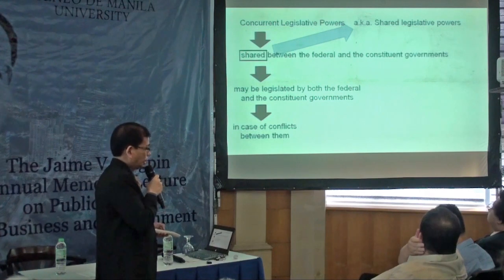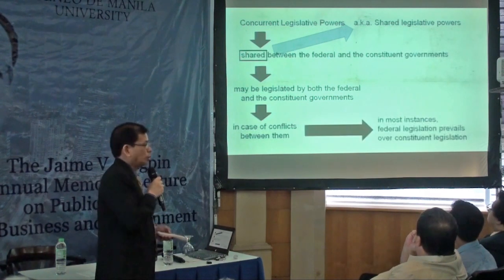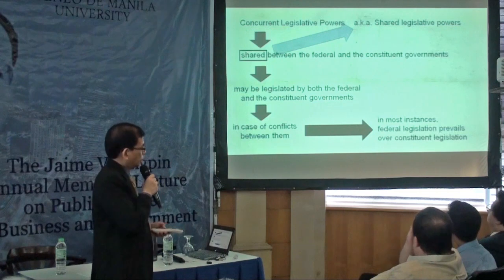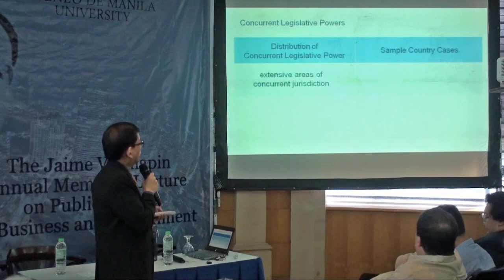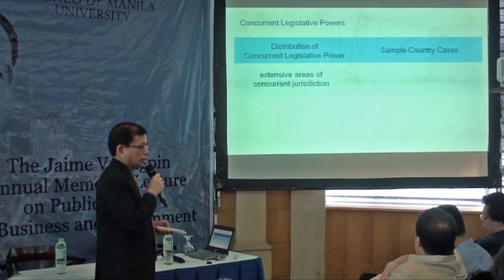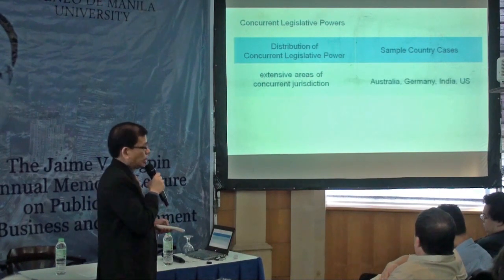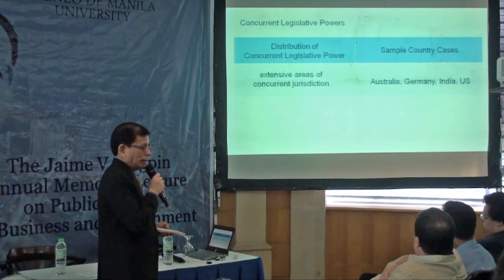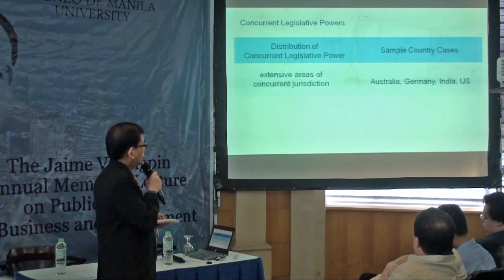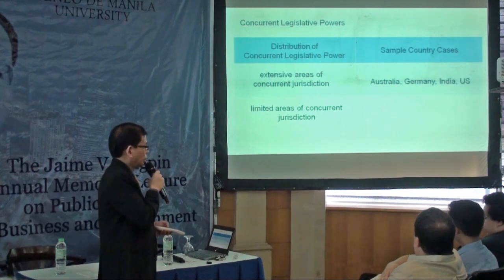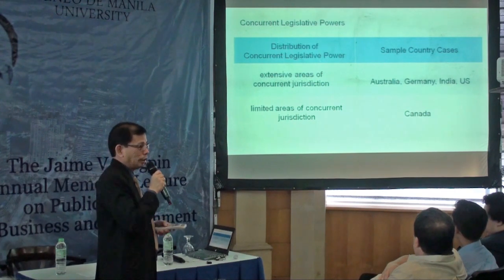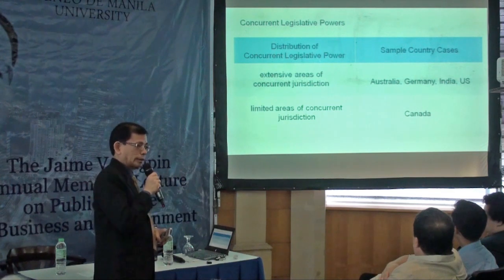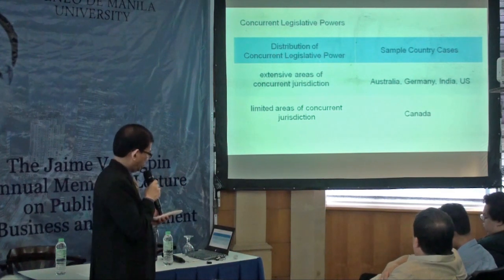In case of conflicts between them, in most instances, federal legislation prevails over constituent legislation. Examples of countries with extensive areas of concurrent jurisdiction would be Australia, Germany, India, the United States. An example of a country with limited areas of concurrent jurisdiction would be Canada, largely because it has identified many of its policy areas in terms of exclusively federal or exclusively constituent.